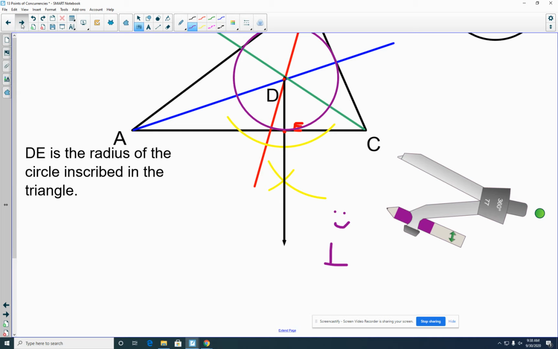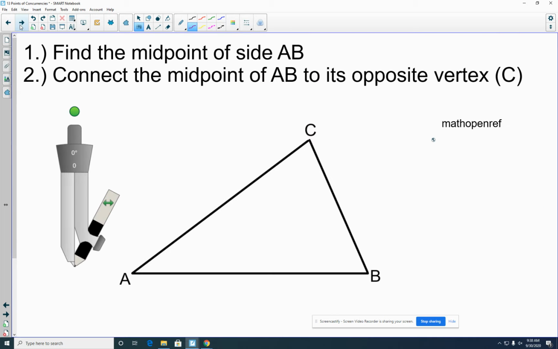Okay, so now let's try to figure out how could we find the midpoint of a side and then connect the midpoint to its opposite vertex C. And we're doing this for a very specific reason, because these two steps together actually form a specific segment. Okay, so first let's find the midpoint of side AB, and we're going to do that by doing the perpendicular bisector construction.